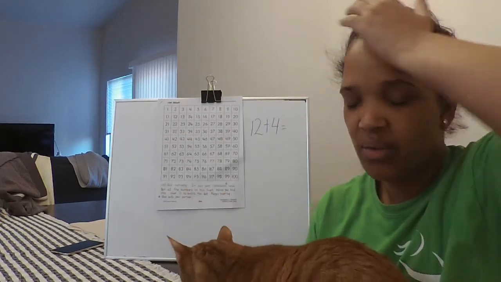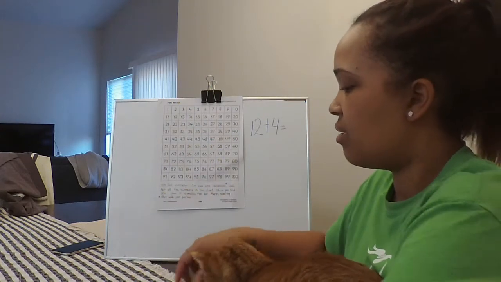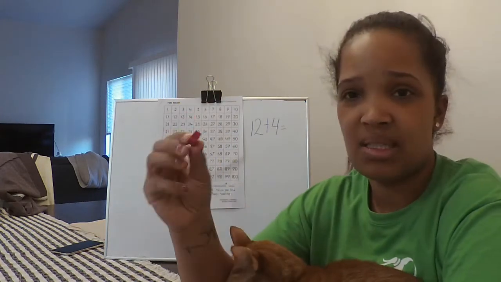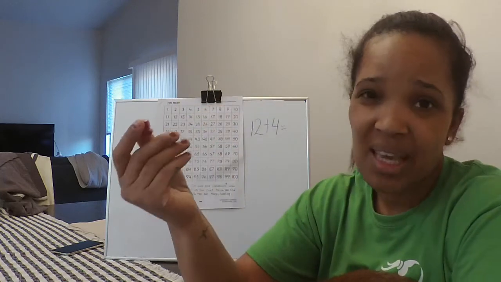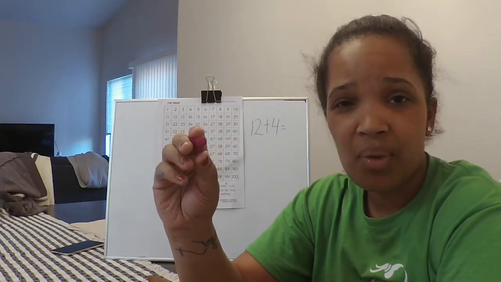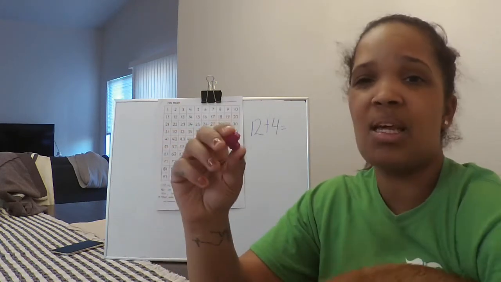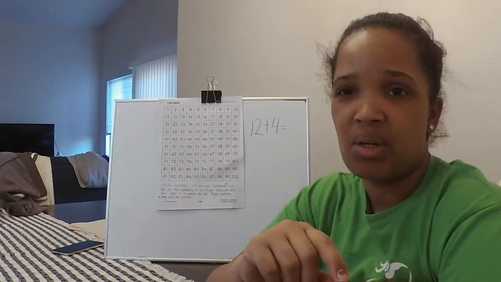So I'm thinking 12. I'm going to look for 12 on my 100th chart. I'm going to find a little piece, a counter. You can use a game piece of yours. You could use a popcorn kernel. You could use a torn piece of paper. Just something to help you keep track of what number you're on.